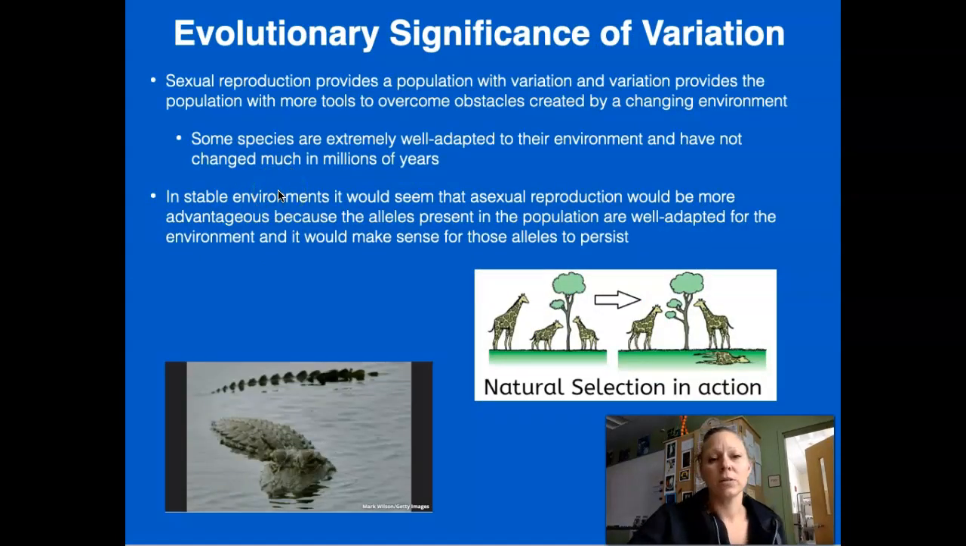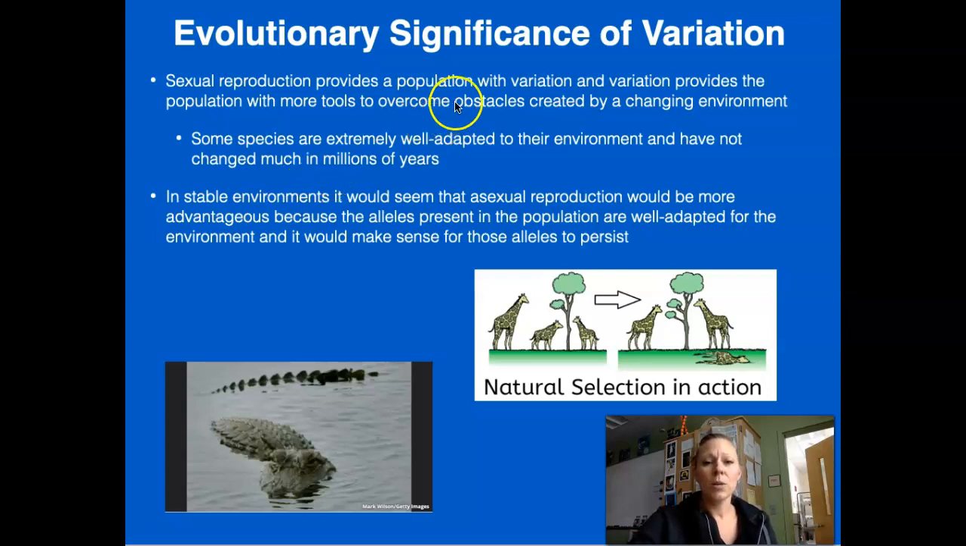So sexual reproduction provides a population with variation. Variation is really important at every level. Genetic variation in a human being makes that person a healthier human being. Variation in a population is going to give that population a selective advantage to overcome obstacles when the environment changes. And the same is true with a community, if you want more different types of species within a community. So variation, diversity, is extremely important in life.